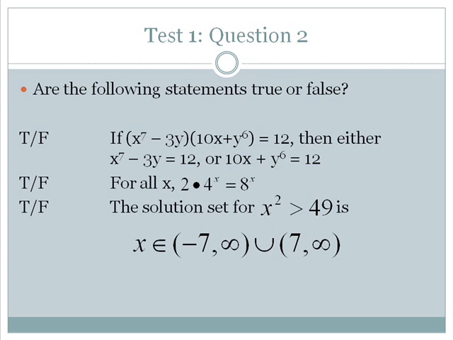That being said, for the second part that I'll cover from test 1, I had some basic true-false questions that I think really helped identify certain weak points in the thinking that students might have. So I actually had a number of other statements, but these are just 3 that I picked that I thought were really important. So the first one: if we have the product of x to the 7th minus 3y and 10x plus y to the 6th, if we have the product of those 2 terms, and that has to equal 12, then true or false, do we know that either the first term is equal to 12, or the second term, 10x plus y to the 6th, is equal to 12?